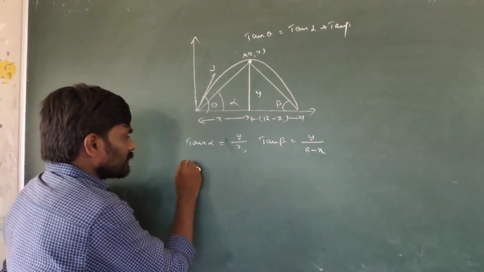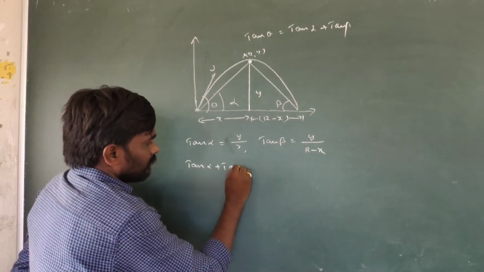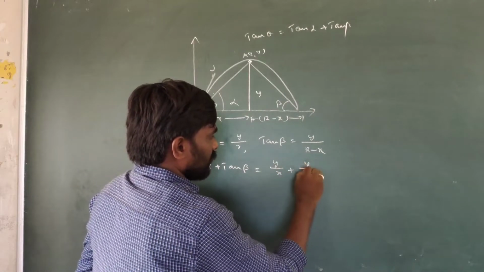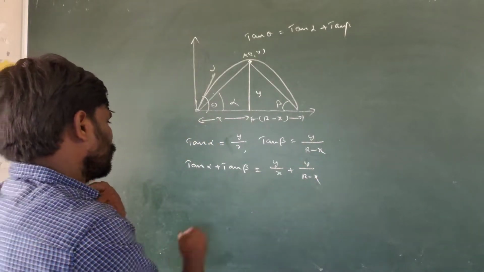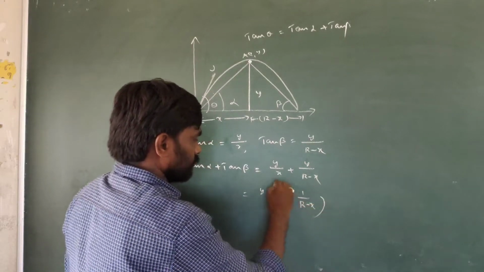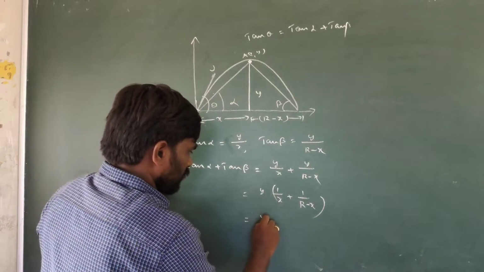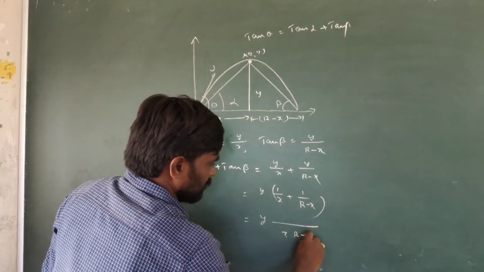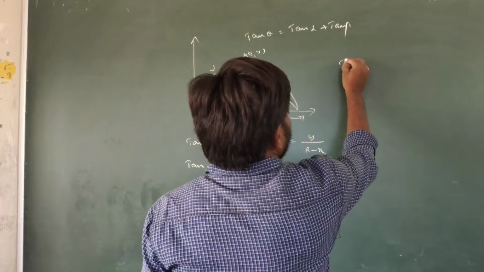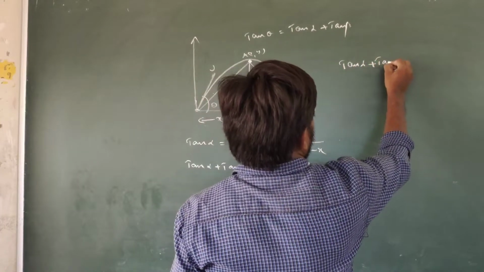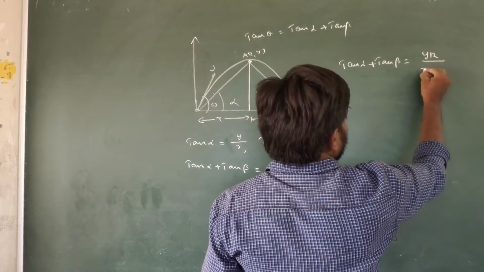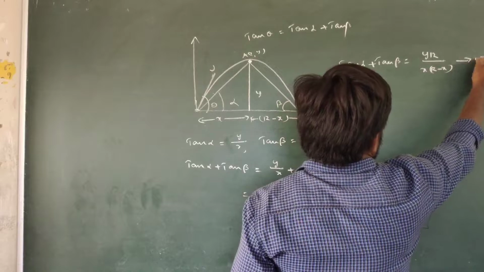Then tan alpha plus tan beta is equal to y by x plus y by R minus x. Here y is common, so it is y into 1 by x plus 1 by R minus x. Taking the LCM, y into the numerator, and the denominator is x into R minus x. Then here R will come. Finally, tan alpha plus tan beta is equal to y R by x into R minus x. This is equation number 1.